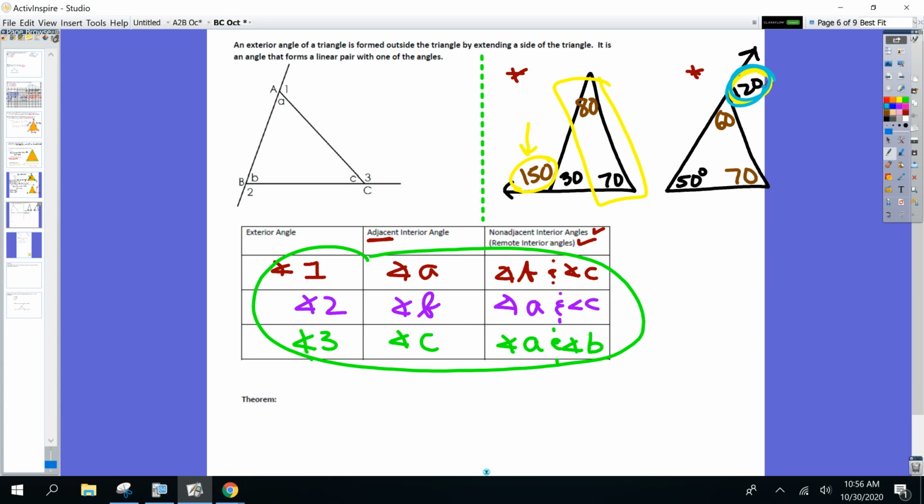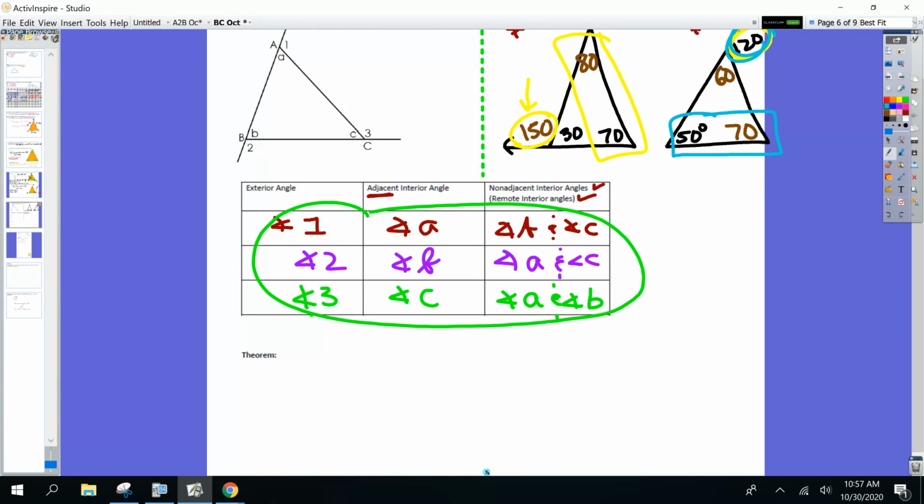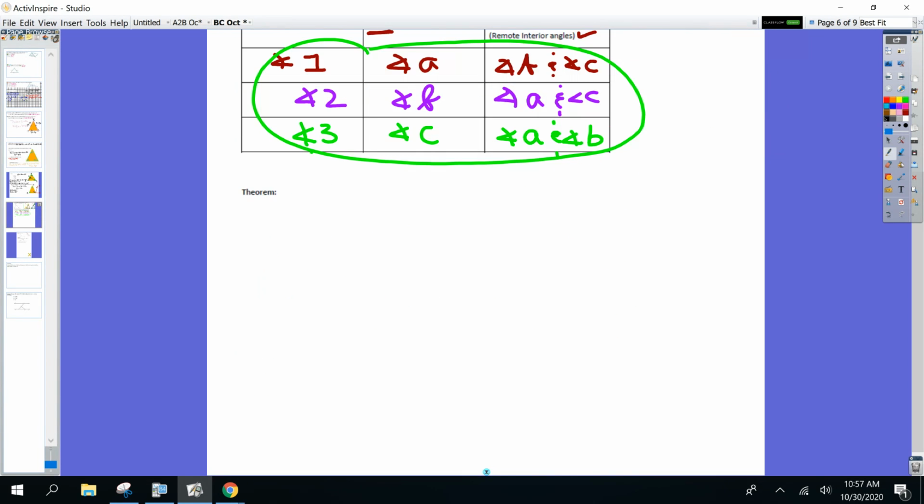Look at the two remote interiors, 50 and 70. The exterior angle will always be equal to the sum of the two remote interiors. And that's the theorem. Here we go. An exterior angle of a triangle will always be equal to the sum of the remote interior angles.